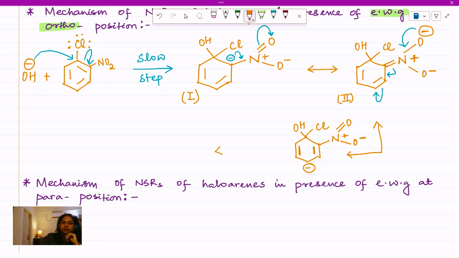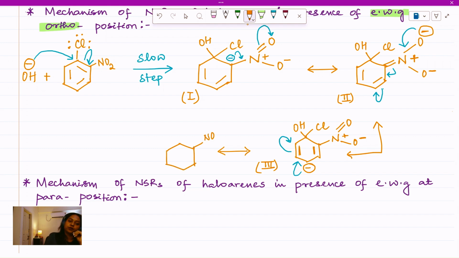Okay. And what about the next step? The next step, this negative charge becomes a double bond. This double bond becomes a negative charge on the carbon. Yes, Gaurav, you're following? Okay. This structure, we'll call it resonating structure number 3. Now, what happens next when that takes place?